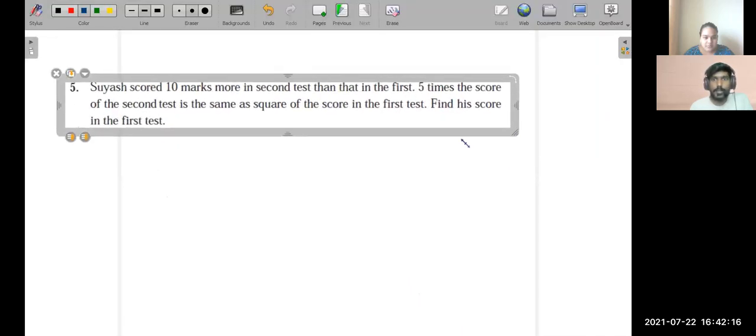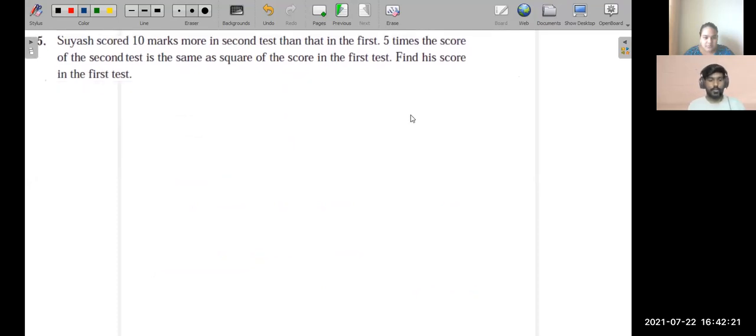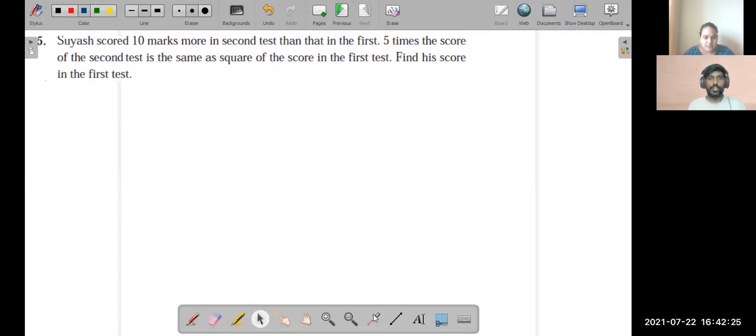So I will explain this, and you solve it for homework. Okay. It says Suyash scored 10 marks more in the second test than in the first test. 5 times the score of the second test is the same as the square of the score in the first test. You have to find the score in the first test. Okay, understand the question first.